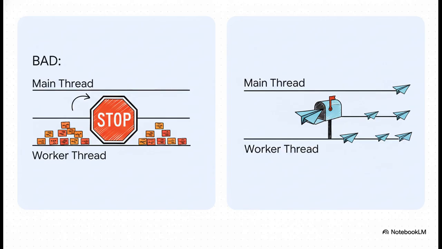The right way to do it is TThread.Queue. It just posts a message. Think of it like leaving a sticky note that says, hey, update this when you get a chance. And the background thread just moves on without ever stopping. It decouples the work, and that is absolutely essential for a responsive app.